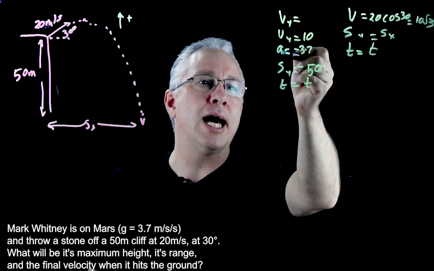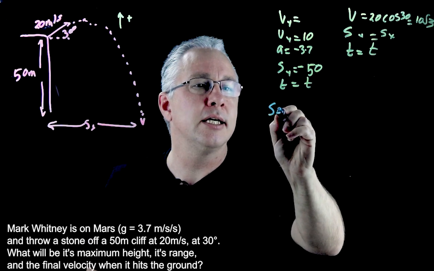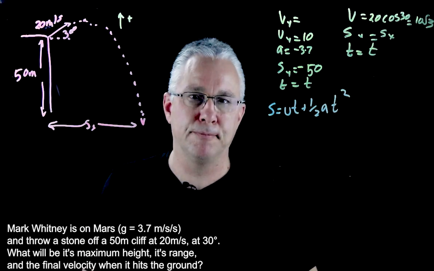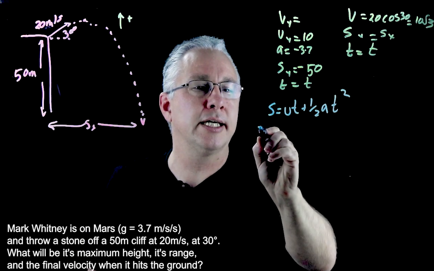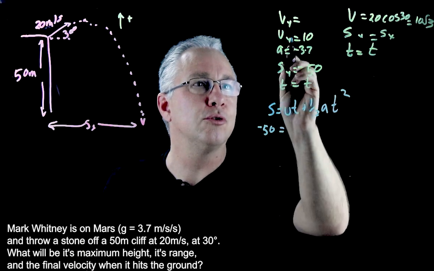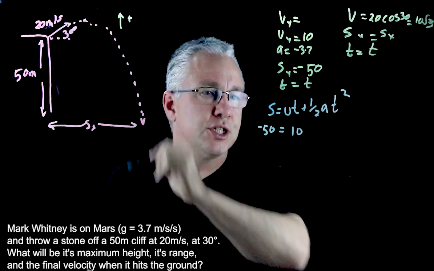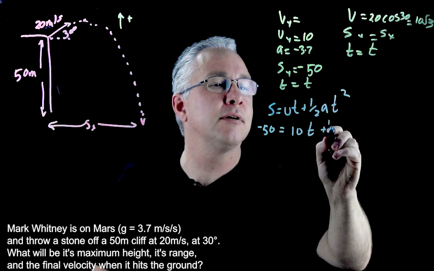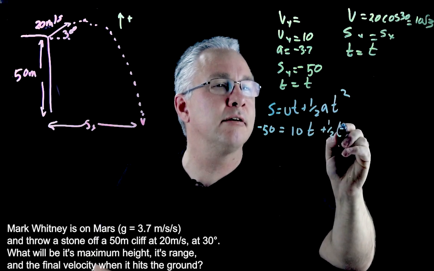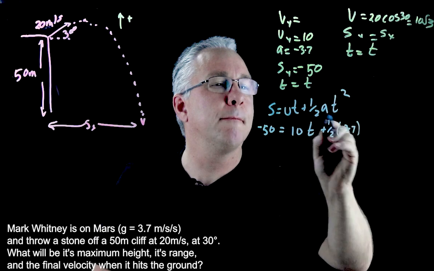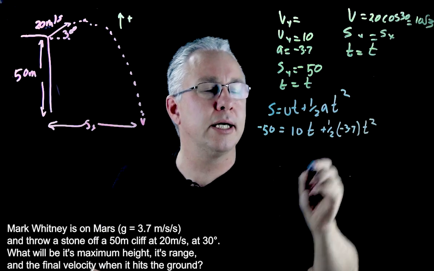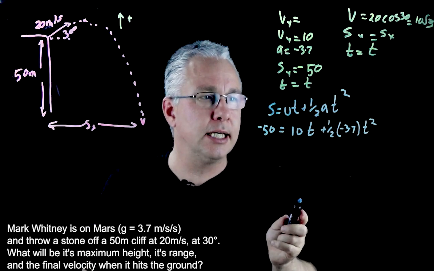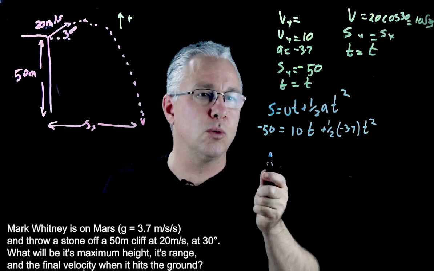Well, I've got u, a, s, and t, and so I have s is equal to ut plus a half at squared. Now, if I substitute everything in, I get negative 50 is equal to 10, notice it's positive because it's going up, multiplied by t, plus a half of a, which is a half, multiplied by my negative 3.7, multiplied by my t squared. Now, can you see what we are generating here? We are generating a quadratic equation.